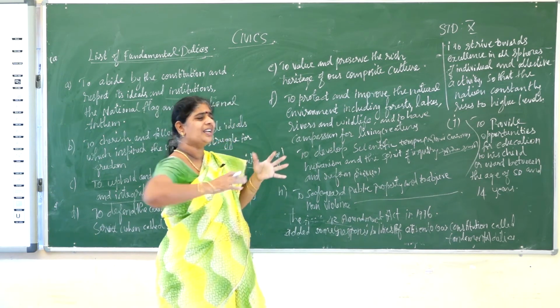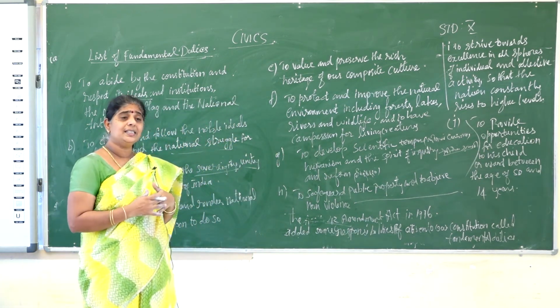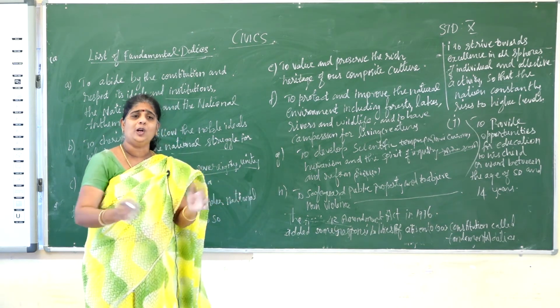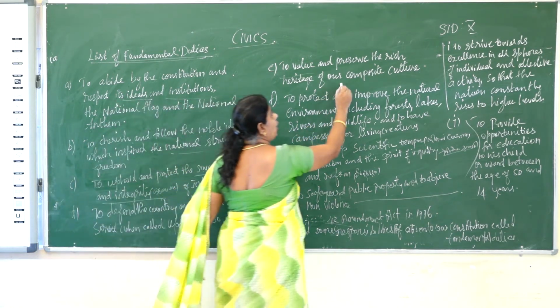What is a composite culture? India is a secular country. We belong to different religions, so different people follow different cultures. That is what a composite culture is.